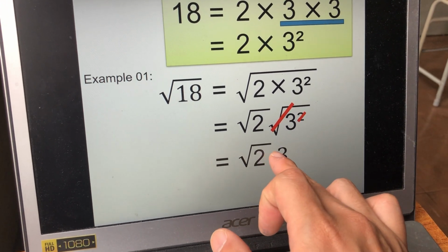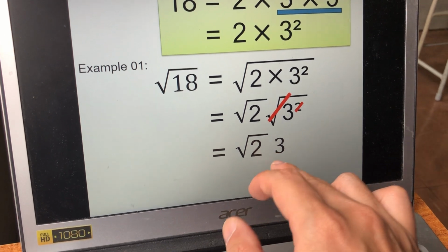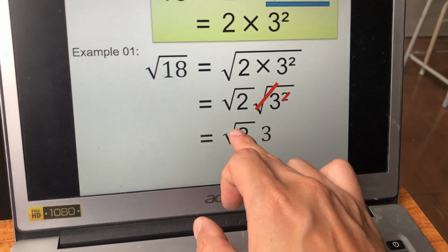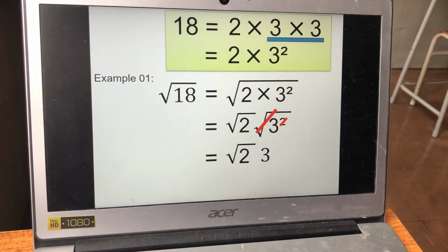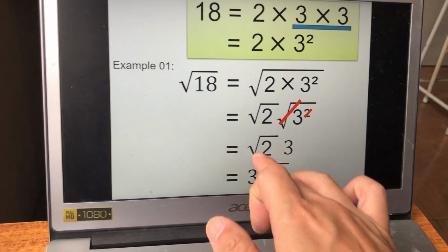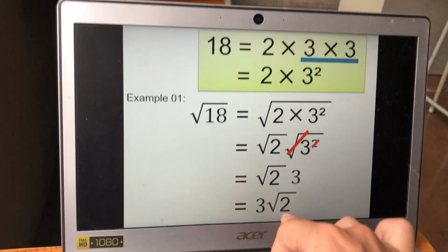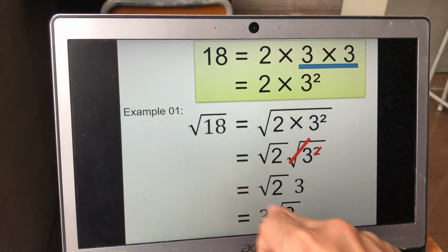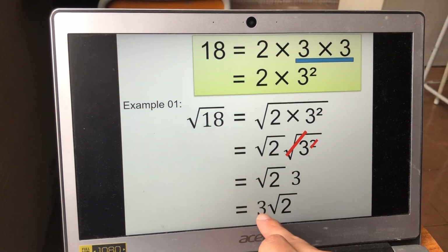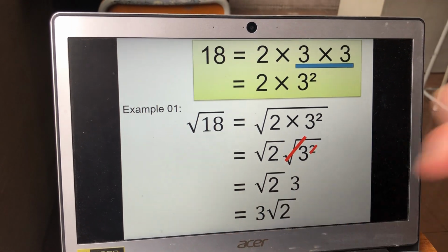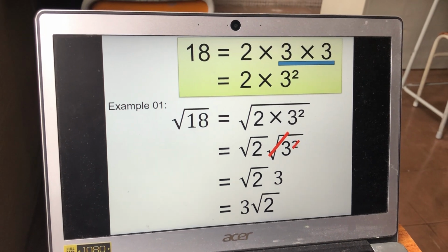There's nothing in between, that means it is multiplication. And usually, this is a surd, this is a number. Normally, we put the number in the front. It looks better, so we write 3 times square root of 2. Now, this is how we simplify a surd. From square root of 18, simplified as 3 times square root of 2. Okay?